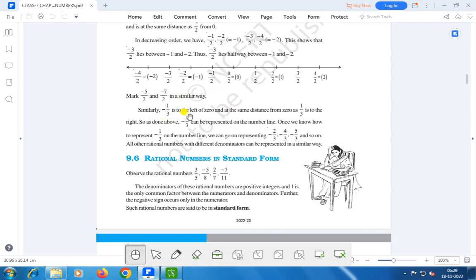Similarly, minus 1 by 3 is to the left of 0 and at the same distance from 0 as 1 by 3 is to the right. So it's done above. Minus 1 by 3 can be represented on the number line. Once we know how to represent minus 1 by 3 on the number line, we can also represent minus 2 by 3, minus 4 by 3, minus 5 by 3, and so on. All other rational numbers with different denominators can be represented in a similar way.